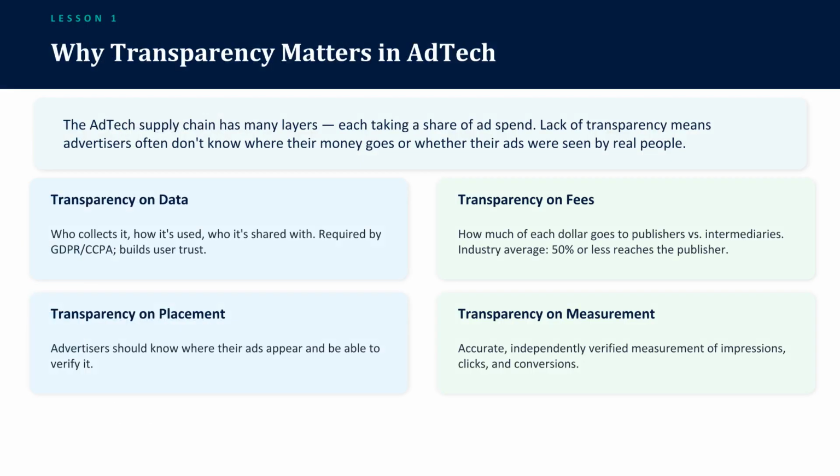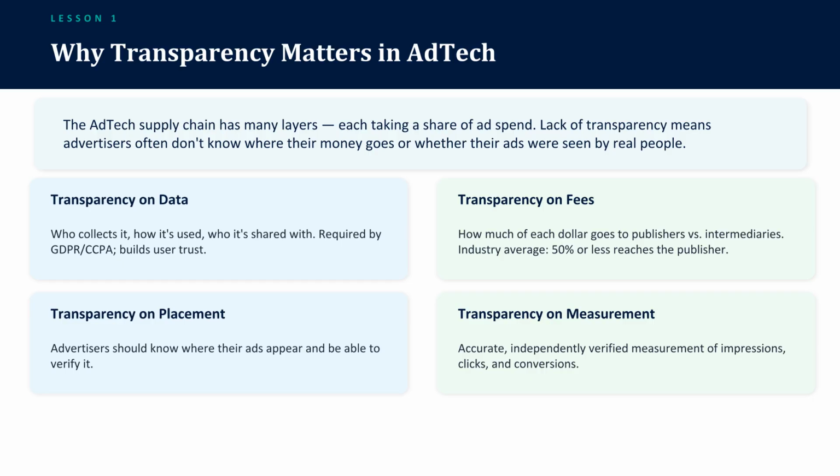The famous "half my advertising budget is wasted, I just don't know which half" quote, often attributed to John Wanamaker, is especially apt in AdTech. Supply chain transparency is one of the biggest ongoing issues in the industry. Transparency is the foundation on which effective advertising relationships are built.